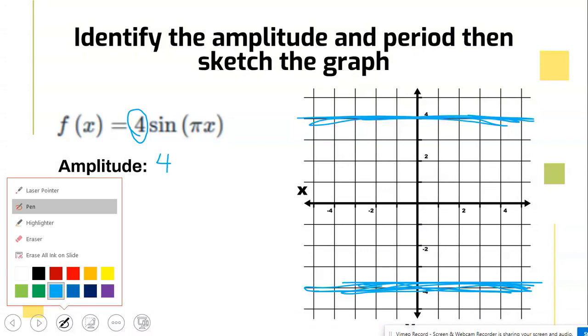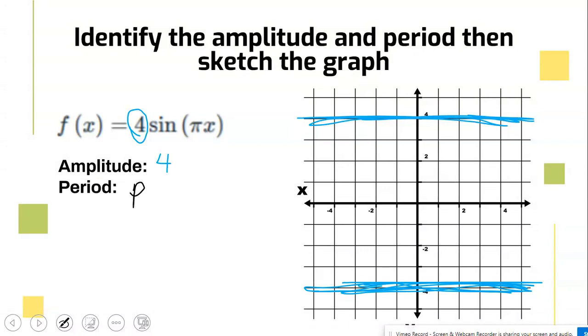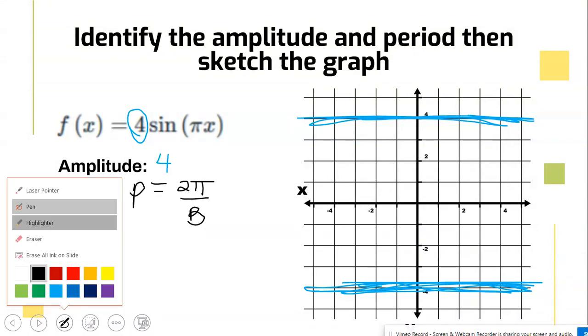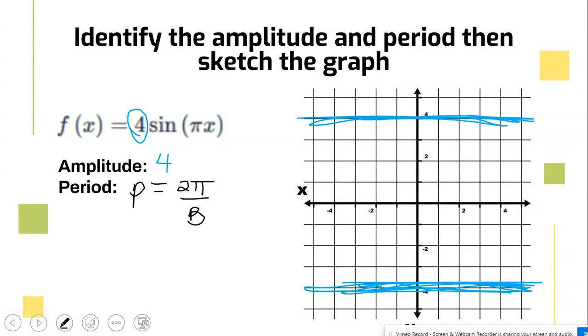Now to find the period, the period is equal to 2 pi over b. And we know b. The equation gives us b. It doesn't give us the period, but it gives us b. So we could plug that in. All right, so this means we're going to have 2 pi over pi. Hey, that simplifies. Our period, therefore, is going to be 2.